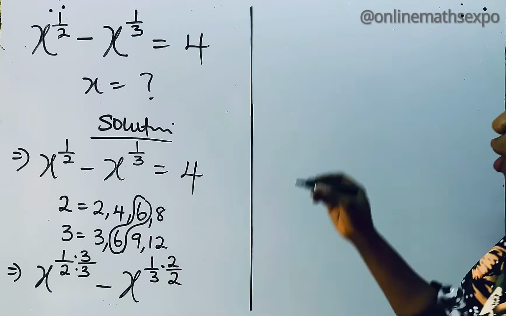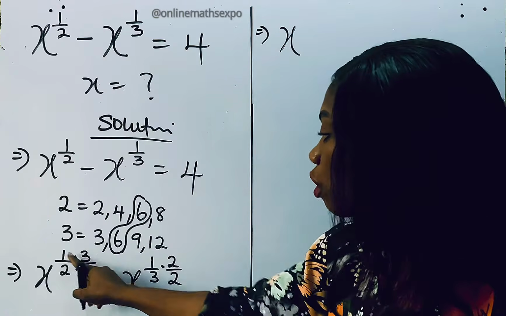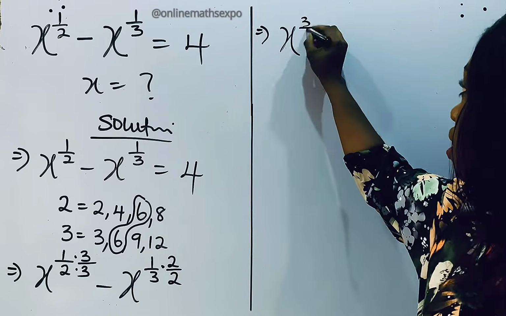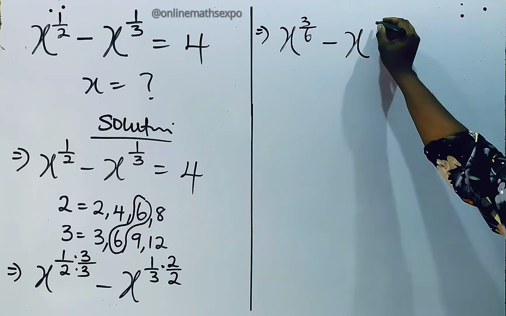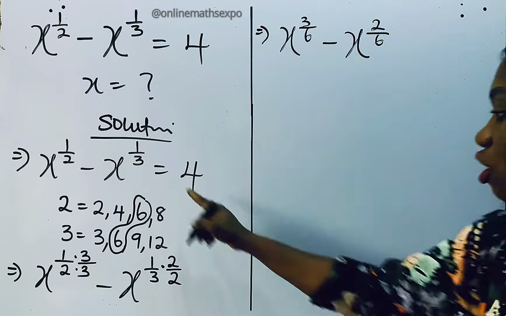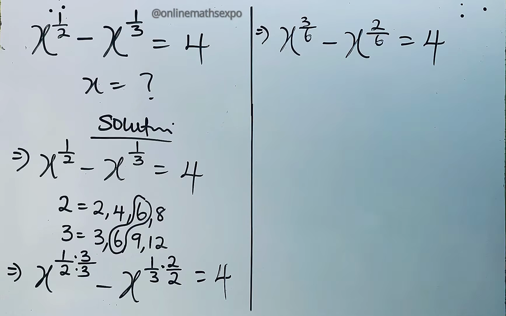Now from this point, we have x to the power of, multiply this, it gives us 3, multiply this, it gives us 6, minus x to the power, multiply this, it gives us 2, multiply this, it gives us 6, and remember everything is equal to 4.